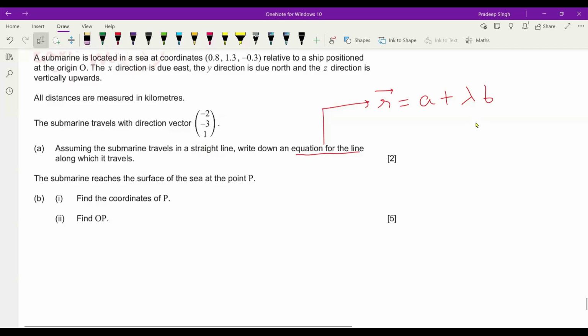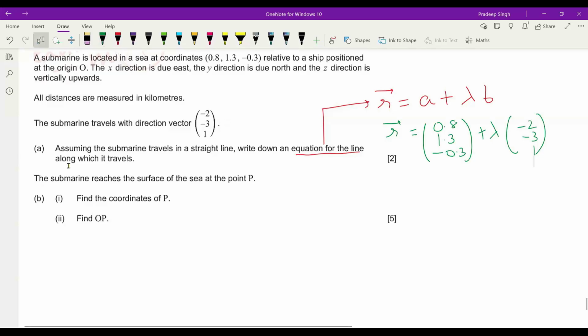So let's put all the values in. We'll get r vector equals to, so for A, it's the position vector of the initial position. Let's write that in the column form, 0.8, 1.3, -0.3, plus lambda times the direction vector, -2, -3, and 1. So that's the answer for part A.